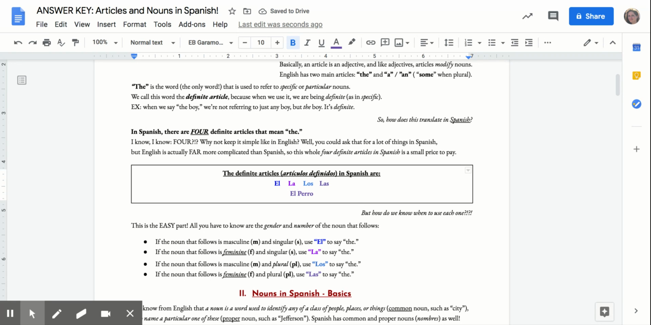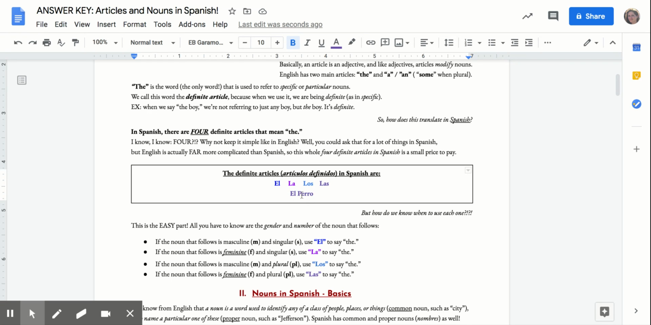Now, again, there will be times where you don't know the gender because you haven't learned it. You haven't been taught the gender. But like I said, when in doubt, if the word ends in O, it's going to be masculine. If the word ends in A, it's going to be feminine the majority of the time. So the dog is going to be masculine.